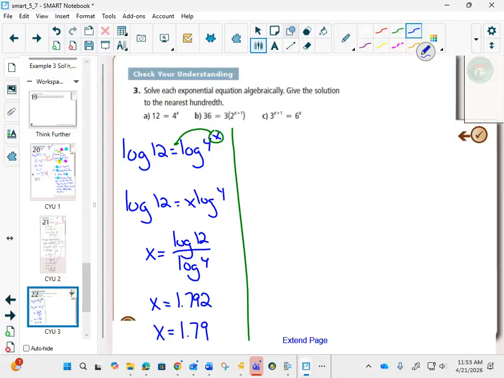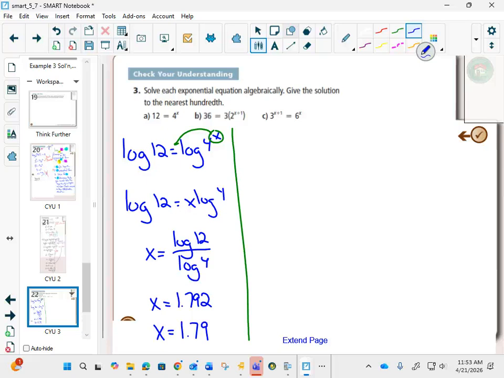1.79. Perfect. Okay. Now, the next one has an x in the exponent. If you took the log of both sides, it would not be wrong to do that as a first step. However, if you can make your equation more simple, do it.